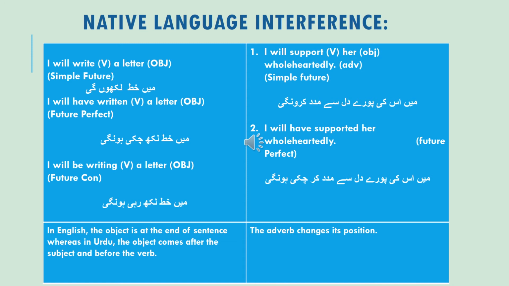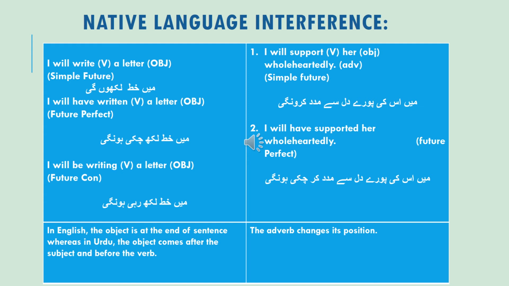And the structure goes like SVOA. But when we compare it with Urdu, मैं इसकी पूरे दिल से मदद करूँगी. The structure again shifts and it becomes the subject, object, adverb, verb. मैं is basically the subject, इसकी is the object, पूरे दिल से is the entire adverb, and मदद करूँगी is the verb that we're actually talking about.